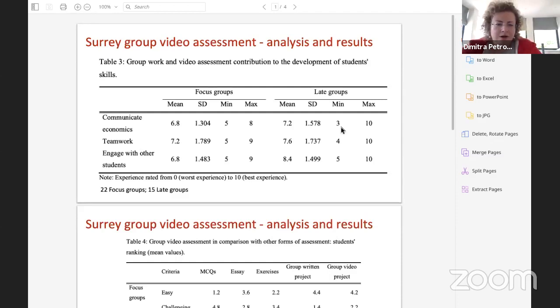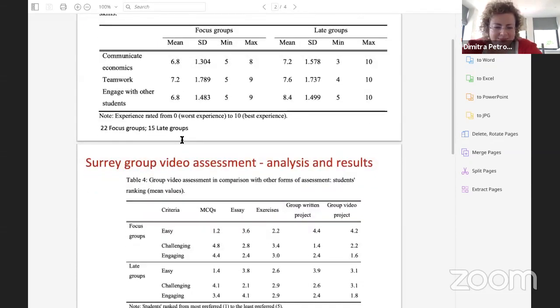And we asked them to rate their experience from 0 to 10, where 10 is the best, of how the project, this group video assessment, helped them develop skills in communicating economics, developing teamwork, and engaging with each other. Now, for some reason, the late groups generally liked everything a lot better than the people who showed up, who knows. But generally, they felt that it did succeed. It was better than 5 in any case in developing these skills.